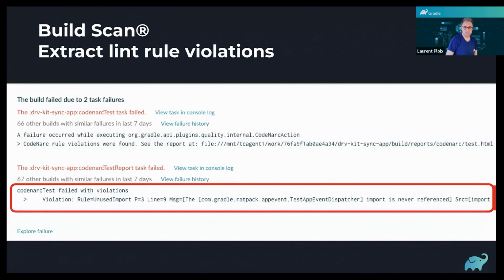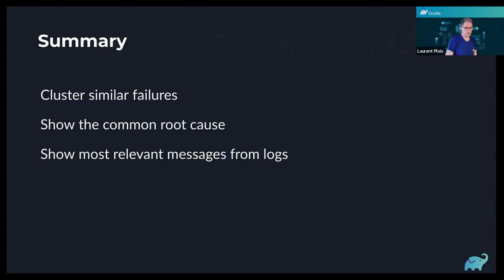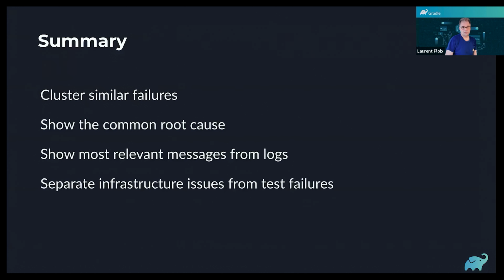So to summarize, we cluster similar failures and show you only the root causes that make sense. So if you have 20 failures, you might have 2 root causes only. We show you the most relevant message from log files, and we can separate the concerns between infrastructure issues and test failures. That is available in 25.1 in beta, and you can contact us if you want to turn it on.